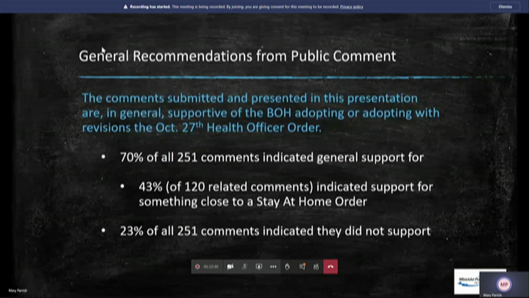Okay, so wrapping it all up here, in general, the comments submitted and presented in this presentation are supportive of the Board of Health adopting with revisions the October 27th Health Officer Order. To remind you, 70% of the 251 comments indicated general support for this. 43% of 120 comments that were specifically related to yes, we support this, actually indicated something closer to a stay-at-home order.